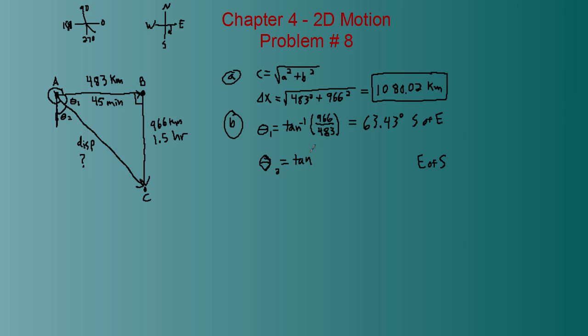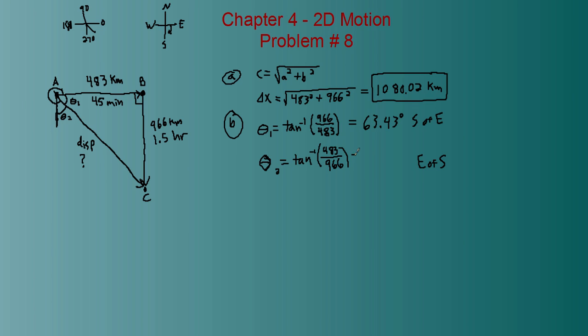This is tangent inverse. Now in this case it just flips, right? The opposite of theta 2. I don't have it drawn, but you can imagine this line down here is the opposite, which is the same as this one up here. So 483 over, and then the adjacent one, this vertical one, is the same as this vertical, so 966.